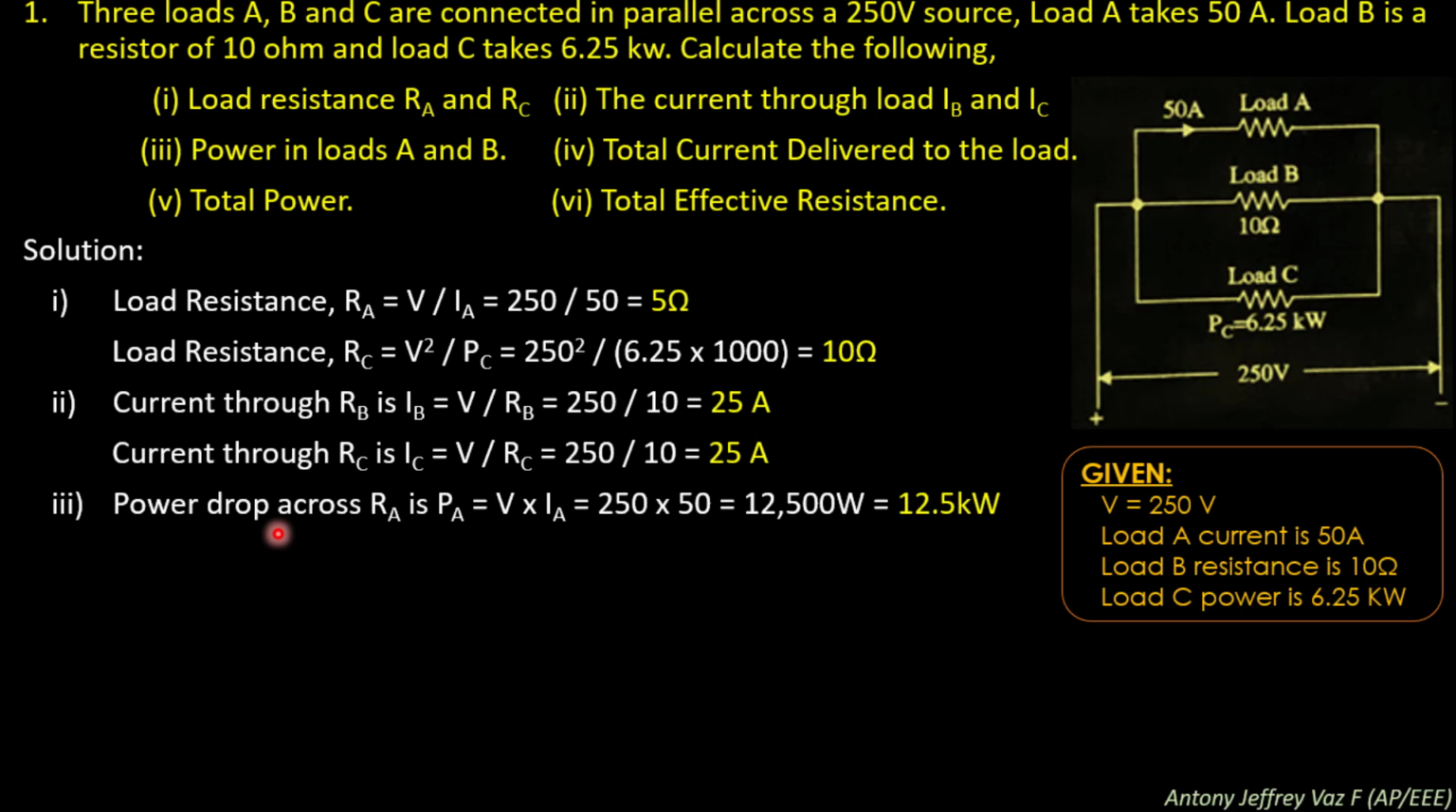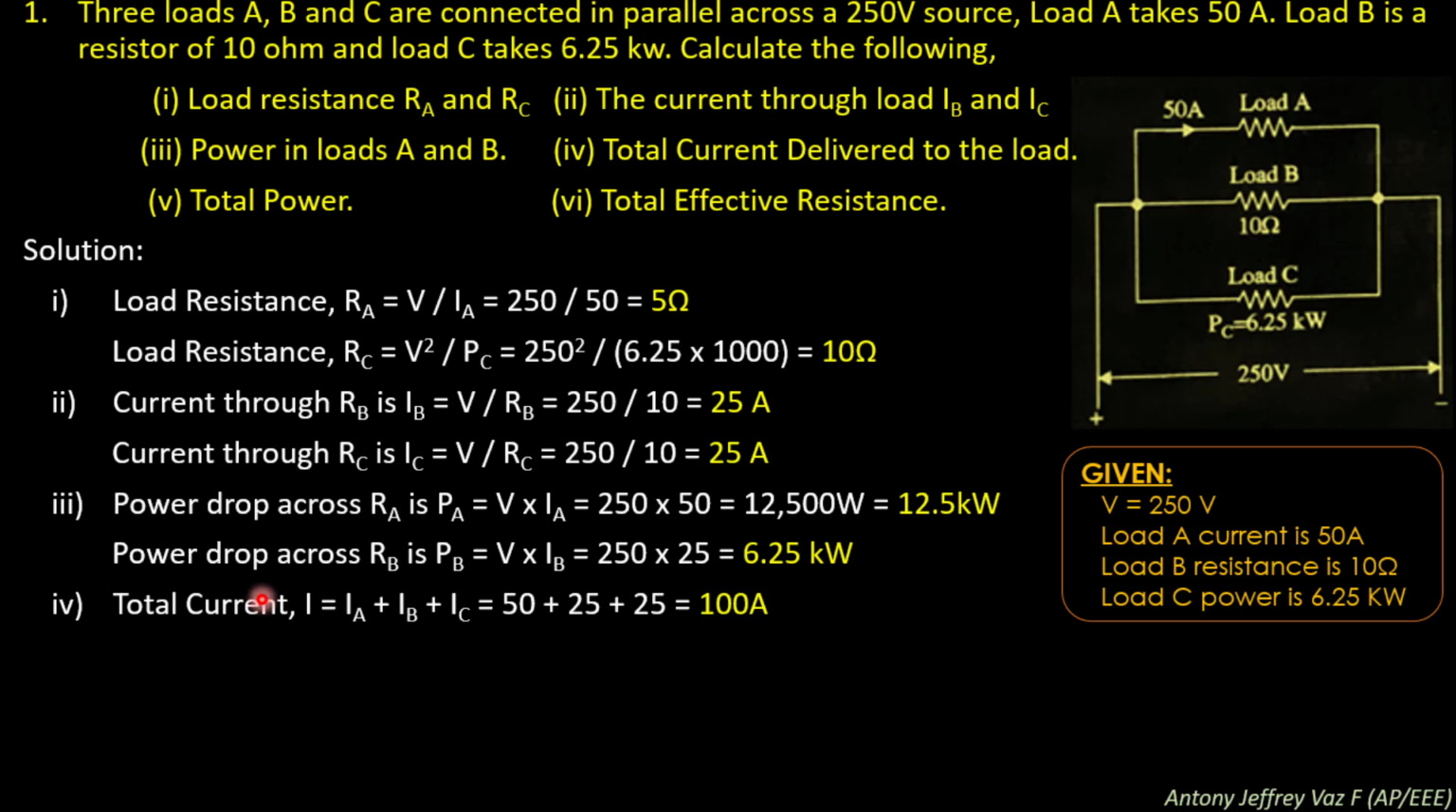Next, the power drop across RA is PA. So the power drop across the load resistance A is denoted as PA, and it is V into IA. Here you know V is 250 volt and the current is 50 amperes. Then the power drop is 12,500 watt, which is nothing but 12.5 kilowatt. So the drop across the resistance B is PB, V into IB, the voltage is 250 and the current is 25 amperes. So you will get a power drop of 6.25 kilowatt.